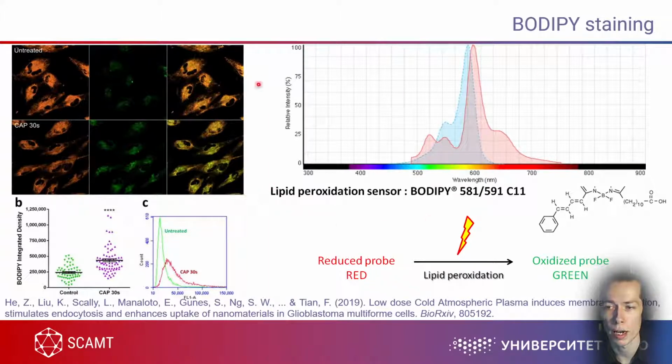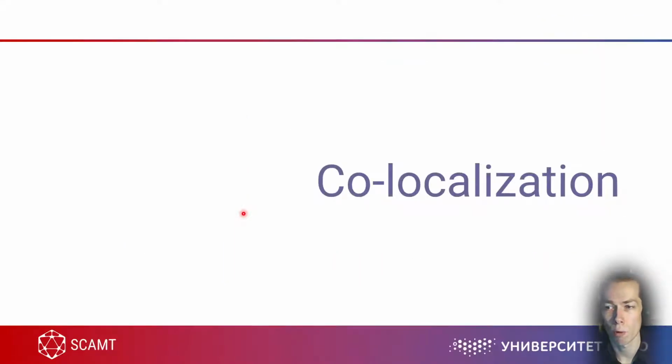So BODIPY can be successfully used to stain a lot of different lipid-containing organelles in your cells. But this is just a very small piece of information about what you can stain connected with ROS. And now we can go to colocalization.